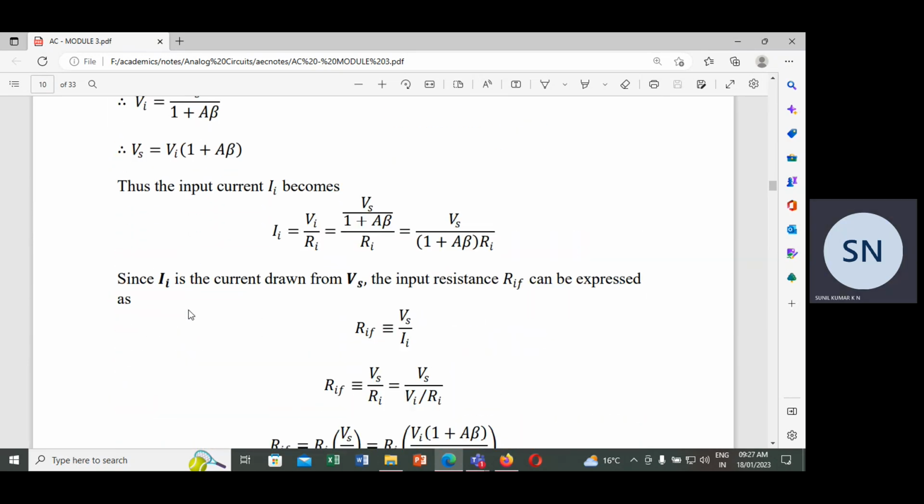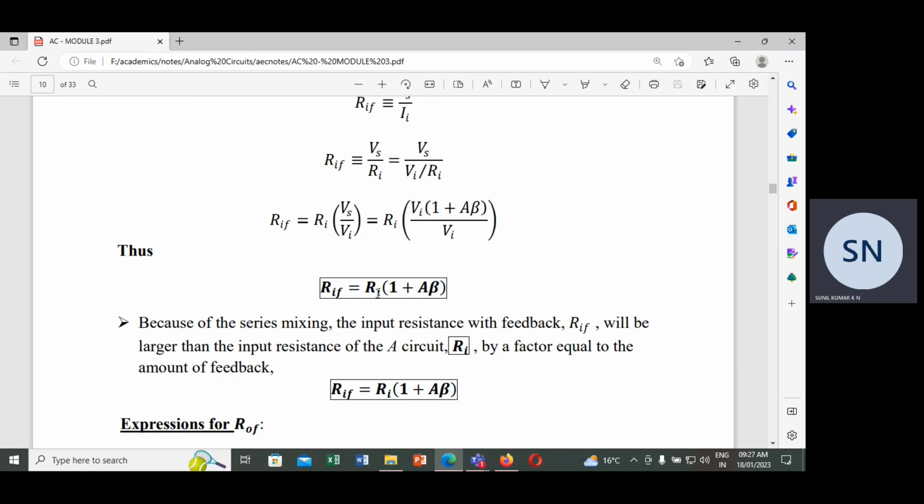RIF again will be having Ri into 1 plus A beta, correct? So next is what? In the previous case, series shunt was there. At the output side, shunt it was. Now series. So we have to calculate R naught of F.